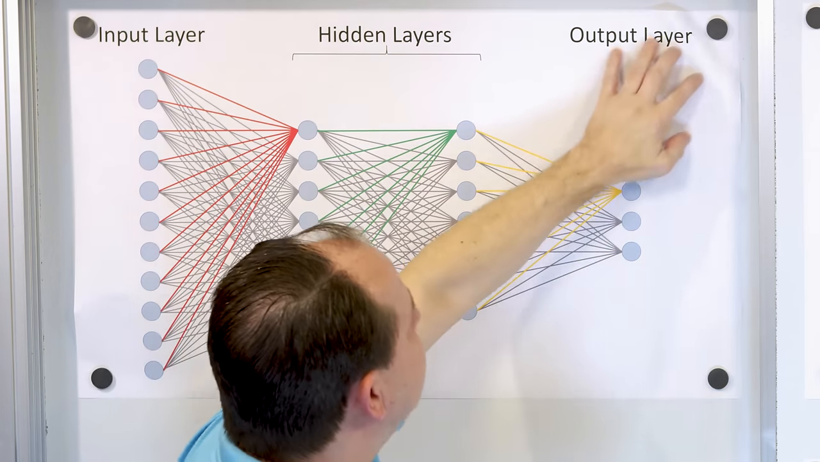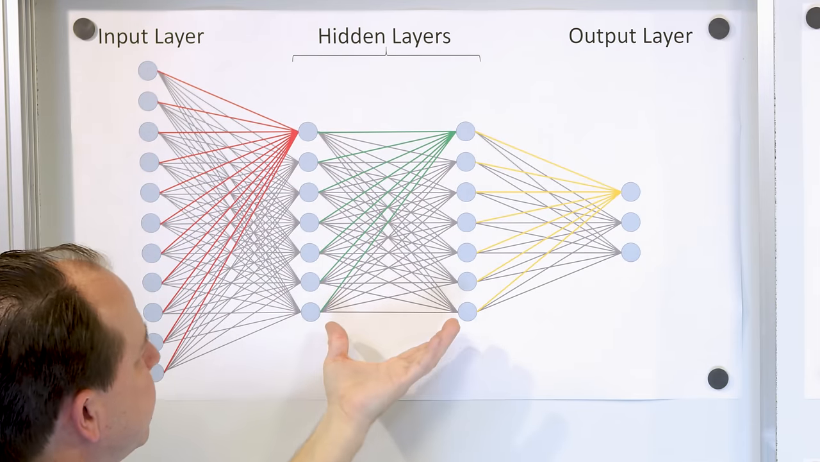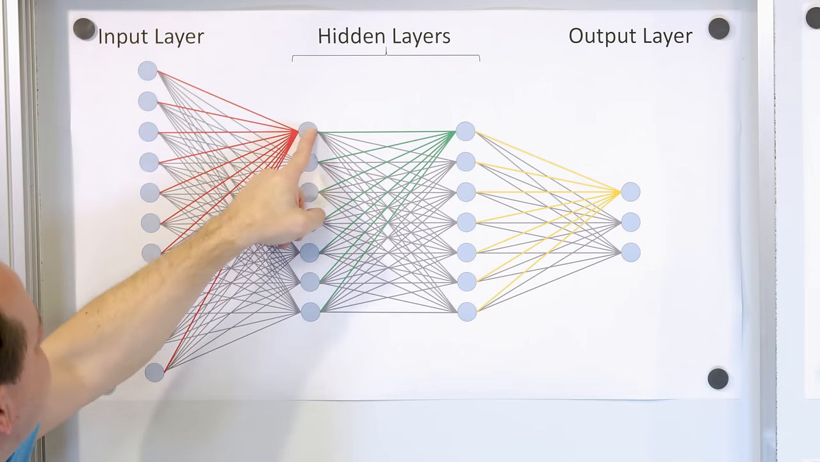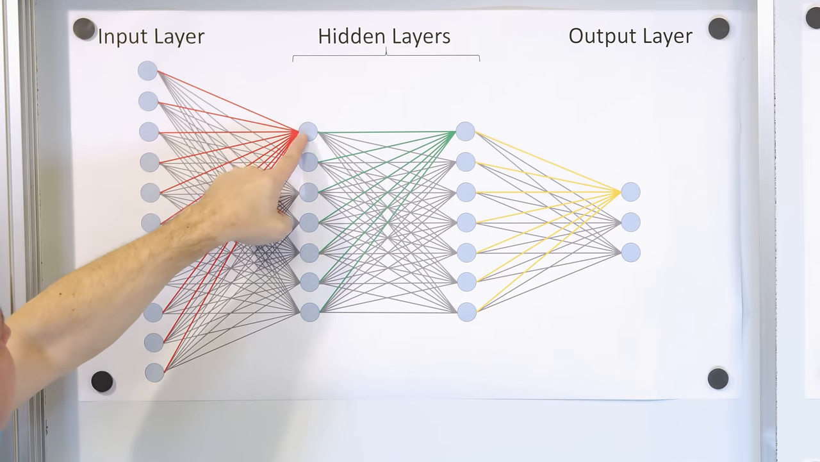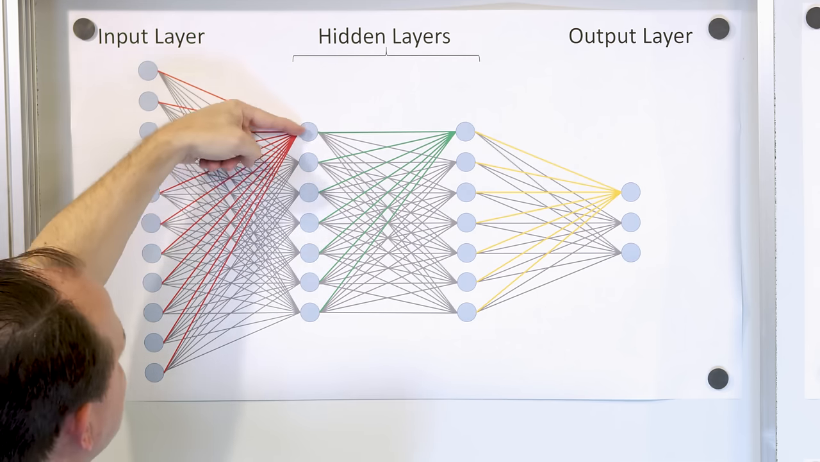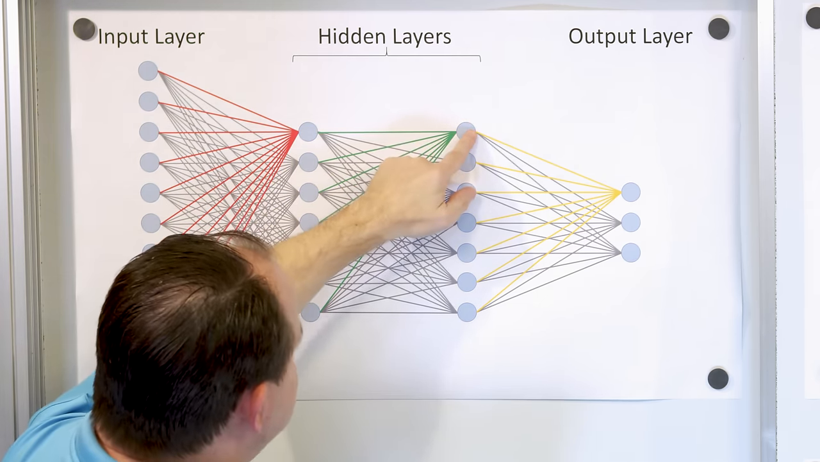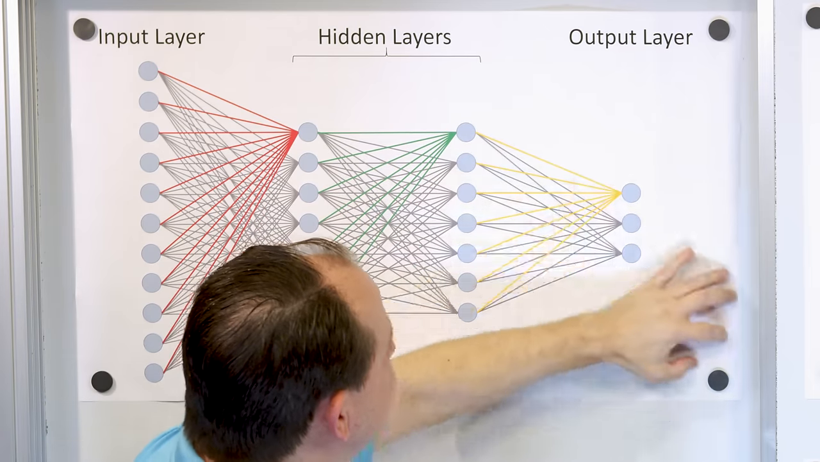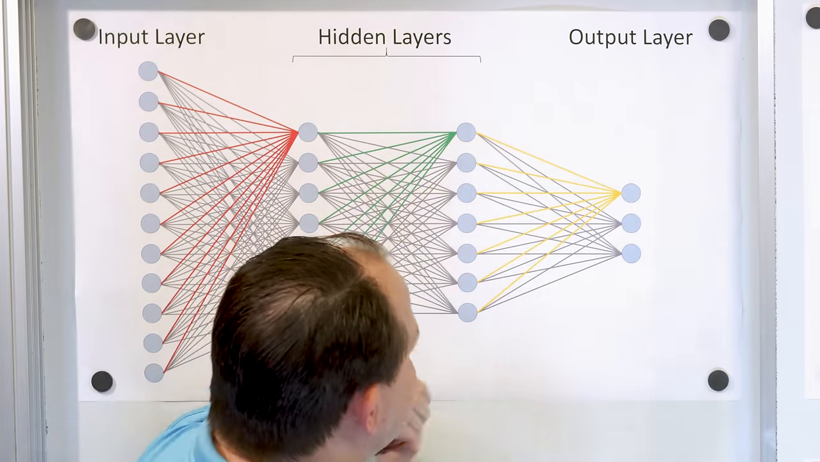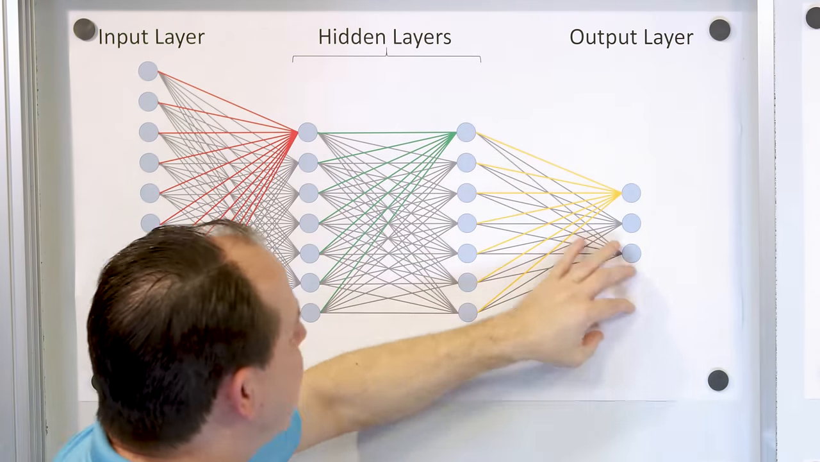And every one of these circles is a calculation. It's like a function from math. We're going to get into it in just a second. Like this one's connected to all of these with the red lines. There's a calculation happening here and a value being stored. This value, along with the values of all these other neurons, are fed into this neuron and a calculation happens. And then this neuron receives as its input the signals from here. Again, a calculation happens. So it's a cascading set of calculations going downstream.